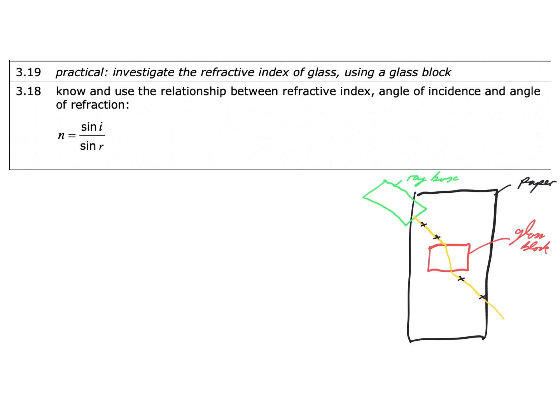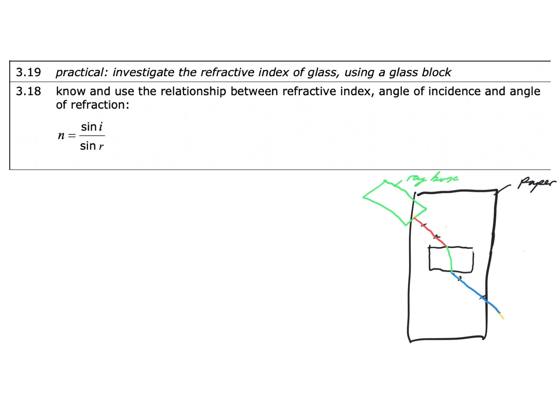We can now turn off the ray box and remove the glass block which we have drawn around previously. We can now draw over where the crosses overlap. So in red I've drawn the incident ray, and in blue I've drawn the emergent ray. These are going to touch the glass block, and from where they touch the block we can connect them up, and in green I have drawn the refracted ray connecting these two together.